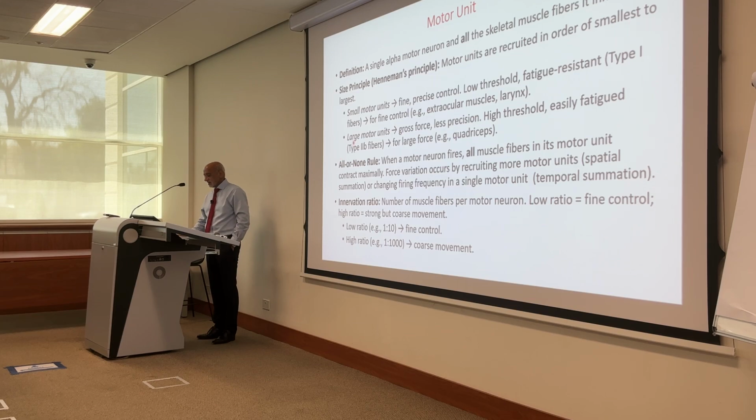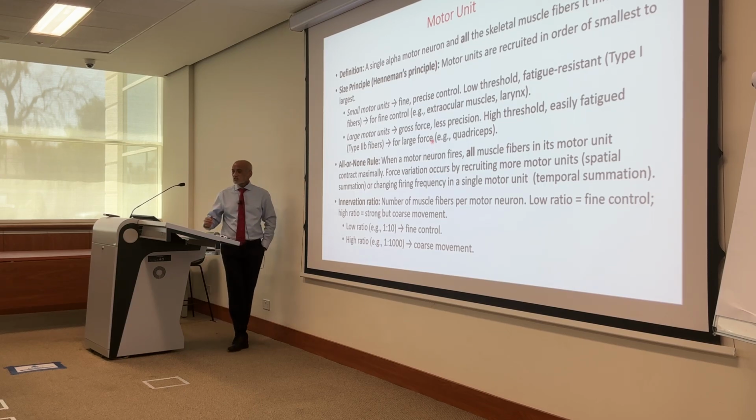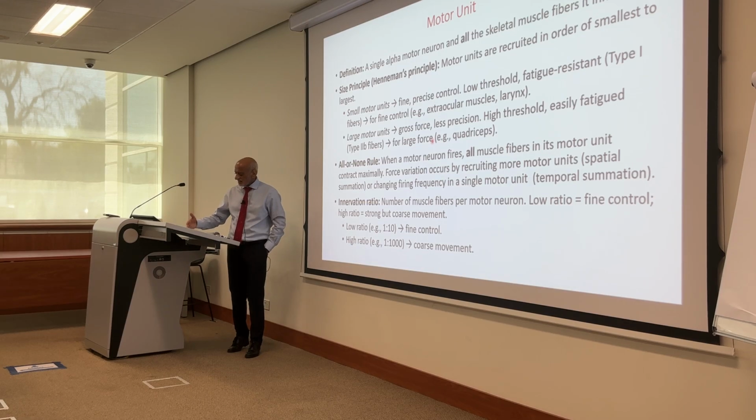On the other hand, large motor units, okay? Again, less precision. You require a lot of stimulation for them to contract. They can become easily fatigued, and they are required for large forces like jumping and running, like the quadriceps. Okay? Now, when a motor neuron is stimulated, all of the fibers that it goes to will contract. Okay? It's not like some of them will say, no, I'm going to relax this one out. No, it doesn't work like that.